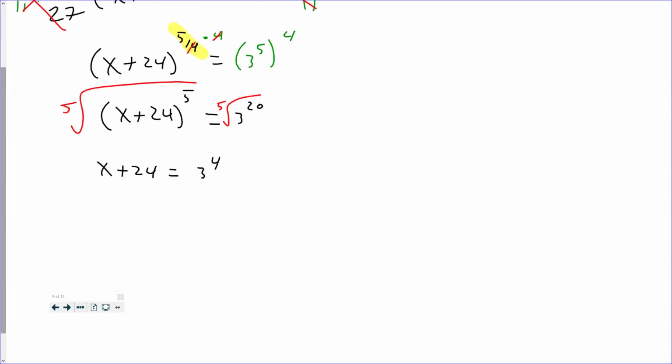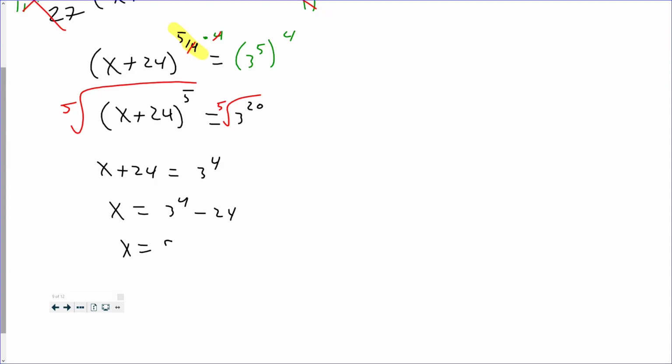Something I want you to be careful of is that this is just the fifth root, but if it was an even root instead, like taking the fourth root of something, you have to put a plus or minus. Because I'm taking an odd root, it's okay. But if I was taking a square root or a fourth root, like the fourth root on your review, you have to put a plus or minus or it's not going to work, right? So in this case, I have x equals 3 to the fourth minus 24.